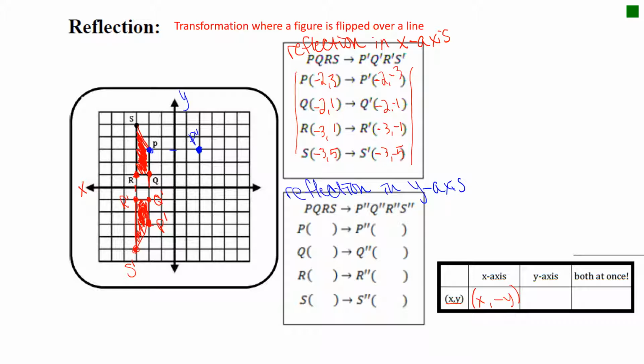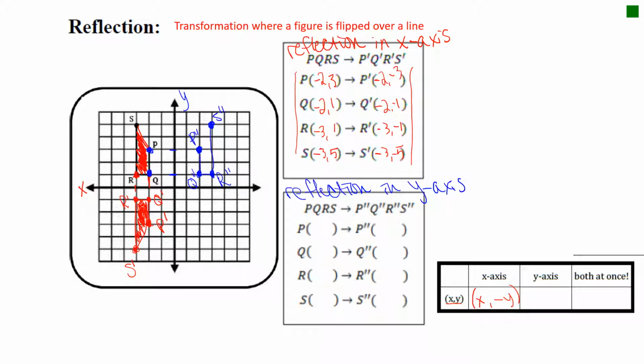Now let's try Q double prime. Q is 2 units away from the y-axis at y is equal to 1. So at that same y value, I'm moving to the right 2 units rather than to the left. So that's Q double prime. And then S would be up here. We moved 3 units to the right rather than to the left of the y-axis. And then R would be down here.